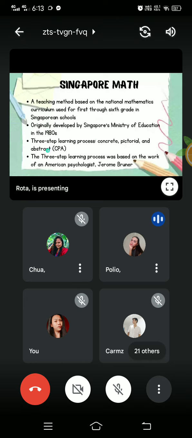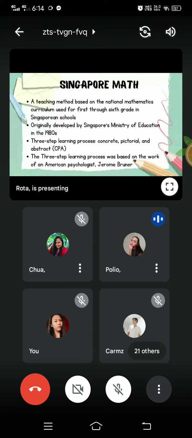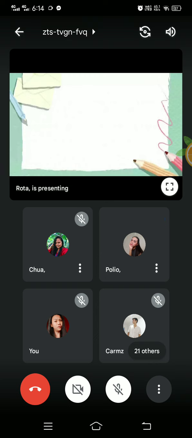This learning process was based on the work of an American psychologist, Jerome Bruner. So he found out that people learn in three stages by first handling real objects before transitioning to pictures and then to symbols and numbers. Next slide, please.